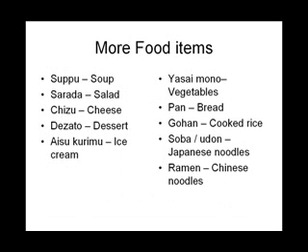The previous slide contained the vocabulary related to non-vegetarian items. In this slide, we will cover the vocabulary related to general items. Suppu is soup. Sarada is salad. Chizu is cheese. Dasato is dessert. Ice cream is ice cream. All these on the left hand side are transliterations. Yasai mono is vegetable. Pan is bread. Gohan is cooked rice. Soba is Japanese noodle. Ramen is Chinese noodle.